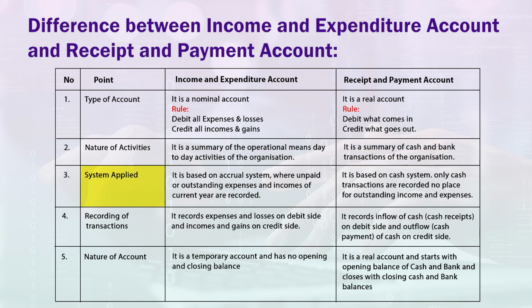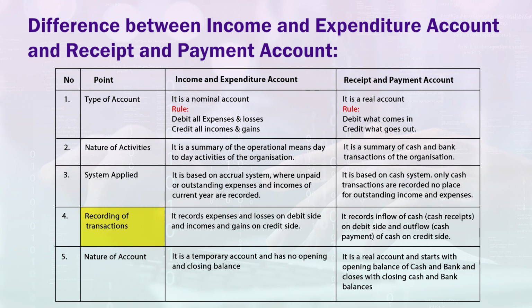3. System applied. Income and expenditure account is based on accrual system, where unpaid or outstanding expenses and incomes of current year are recorded, while receipt and payment account is based on cash system. Only cash transactions are recorded, no place for outstanding income and expenses.